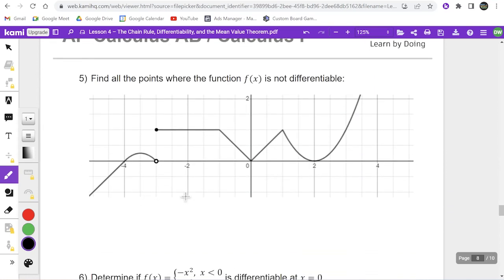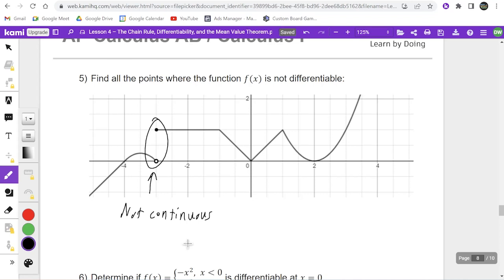Woohoo! So remember, where is the function differentiable? We have quite a few points right here where it's not differentiable. For instance, right here, that's not differentiable because it's not continuous. Not continuous automatically means it's not differentiable.